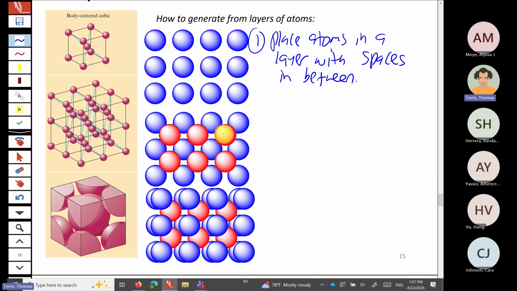If we're talking about a metallic structure, it's just one type of atom that makes up every lattice point. So the red atoms are the same as blue. We're just using color to distinguish them a little bit. And you're going to take an identical layer of atoms, but you're going to place it over the gaps in the first layer. So that's what these red atoms are doing. It's the same type of layer, but it's sitting on top of the gaps of the first layer. So the second layer goes over the gaps that are in the first layer.